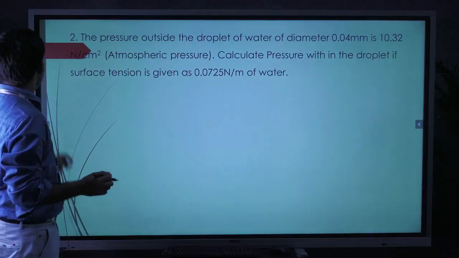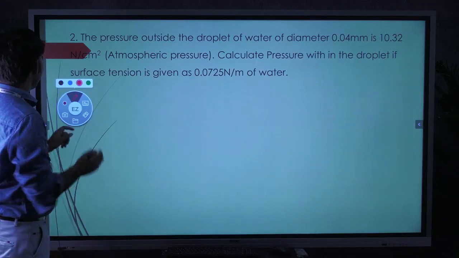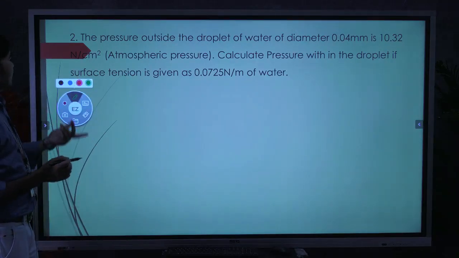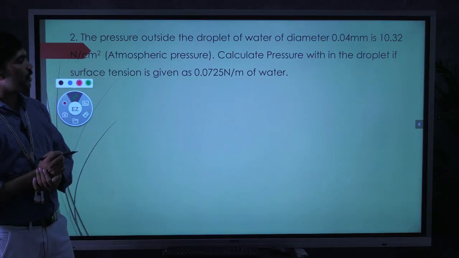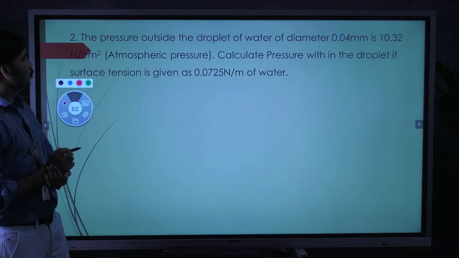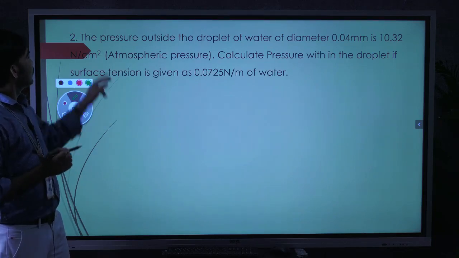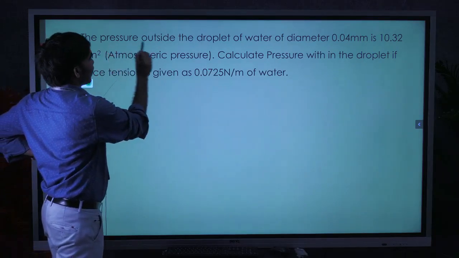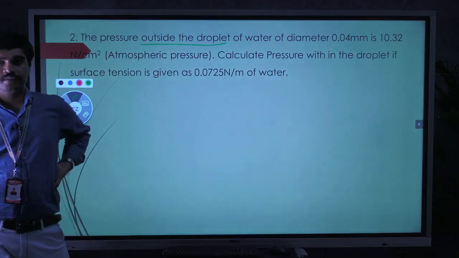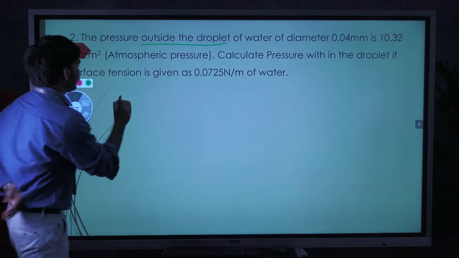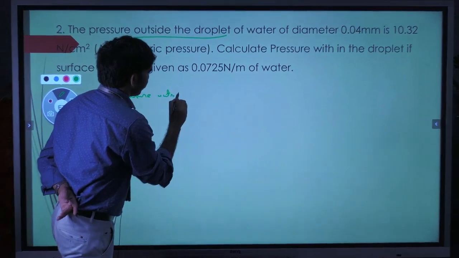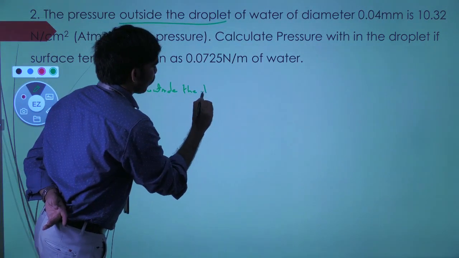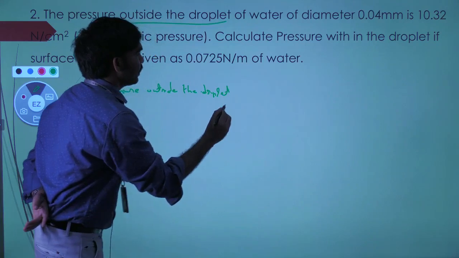This is the solution. Now we will try to solve the second problem. The pressure outside the droplet of water of diameter 0.04 mm is 10.32 Newton per centimeter square. That is atmospheric pressure. Carefully read the problem. The pressure outside the droplet is given. How much?